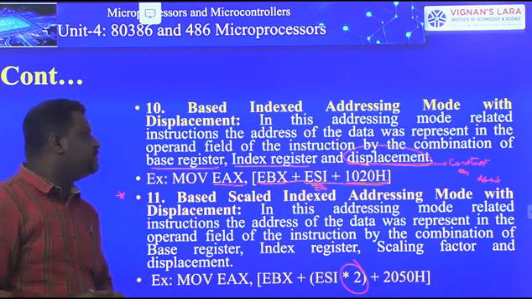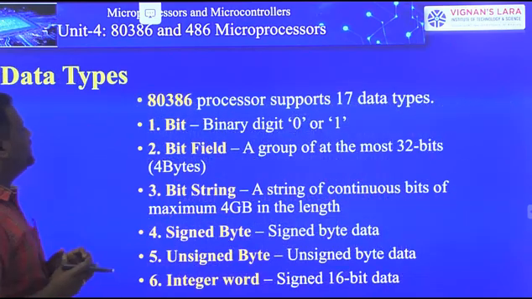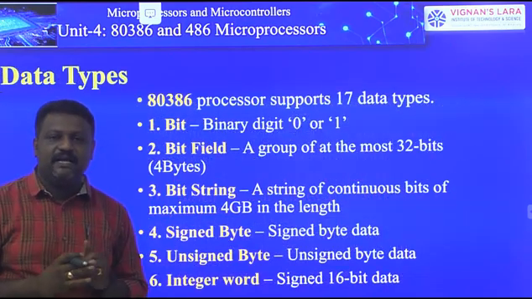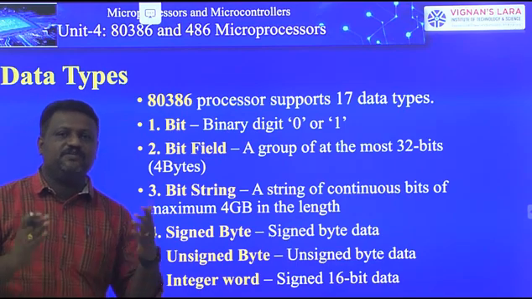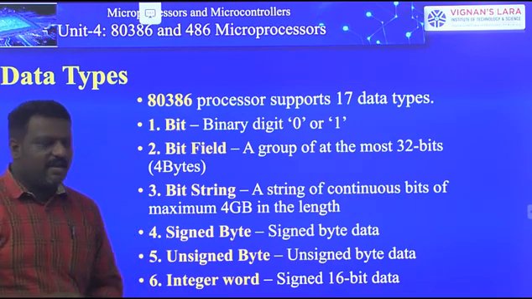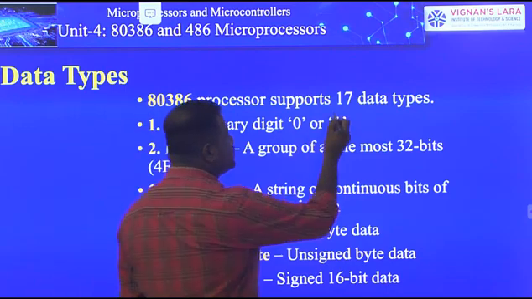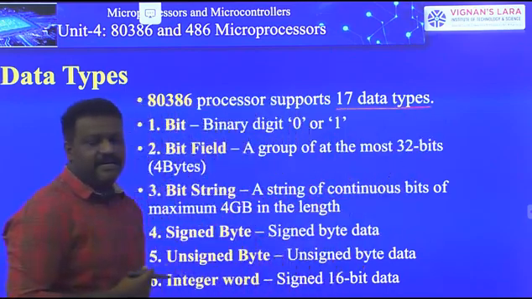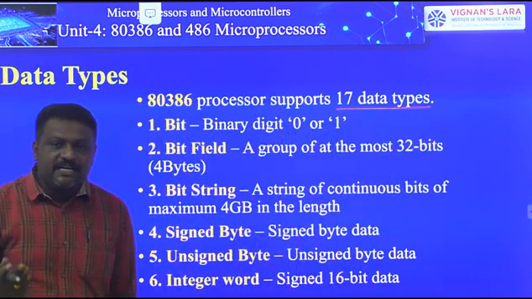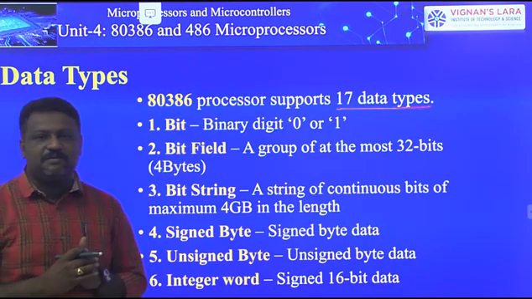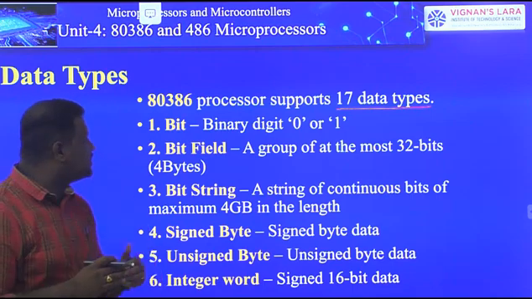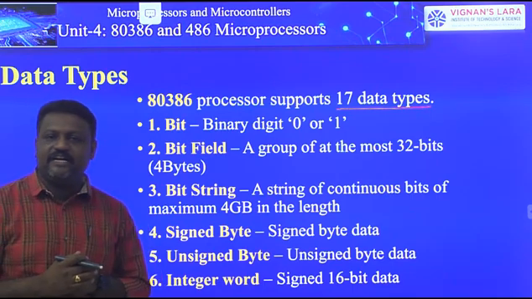80386. Next, I shift to the different data types that are supported by 80386. It is very important, friends, from your examination point of view also. 80386 supports a total of 17 different data types. How many data types does it support? 17 different data types are supported by 80386. What are those 17 different data types?